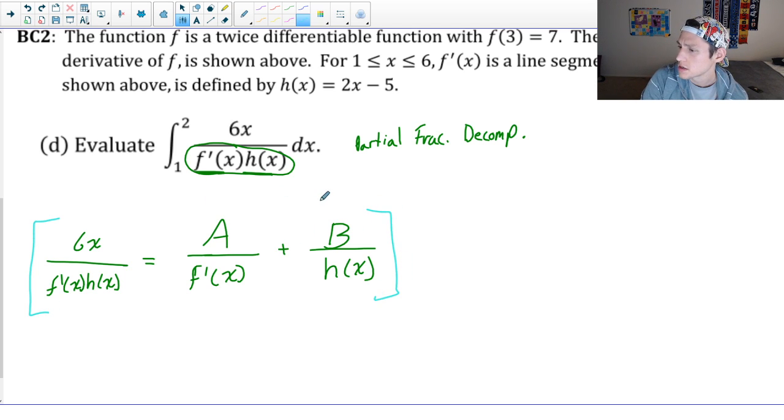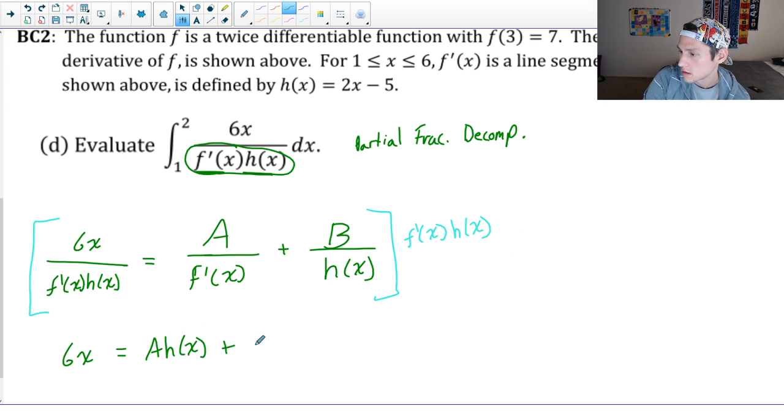Let's take our whole equation and multiply it by the LCD, which in this case is just f prime of x, h of x. So this entire denominator on the left will cancel, leaving me with just 6x. For A, the f primes will cancel, but there will still be an h, so A times h of x, plus, for this term, the h of x's will cancel, but leaves me with the f prime, so B times f prime of x.